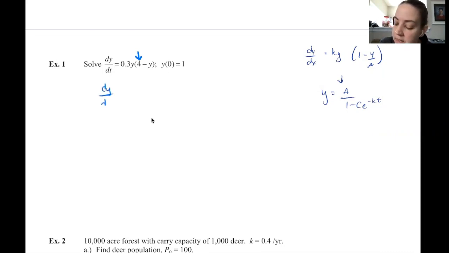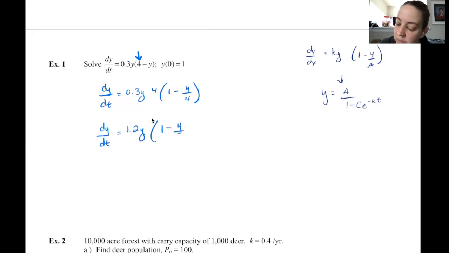So dy/dt is equal to 0.3y. Here comes the 4 I factored out. This is now 1 minus y over 4. It looks like this. In the front, 0.3 times 4 is going to be 1.2y times 1 minus y over 4. Remember, factoring is just division, so I divided that inside by 4.